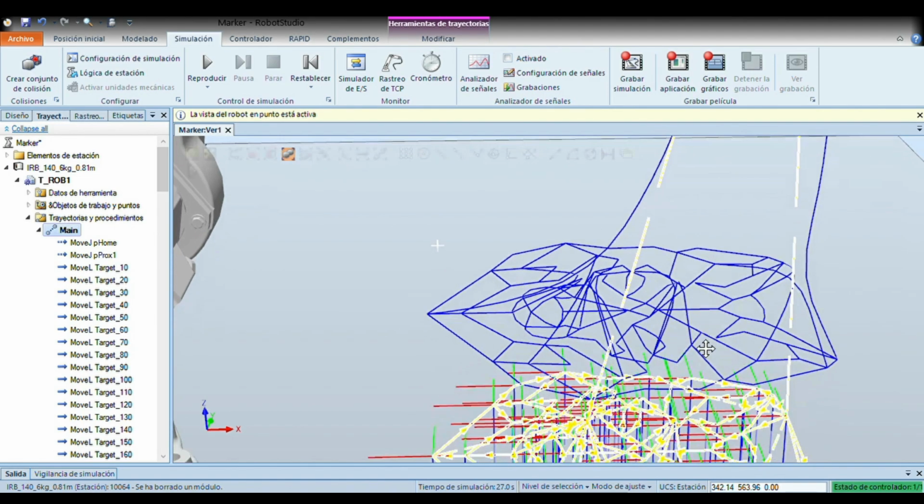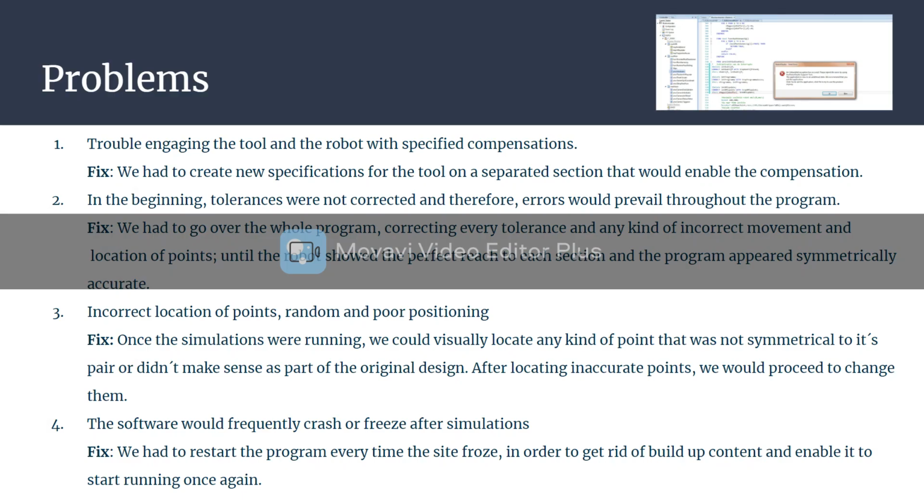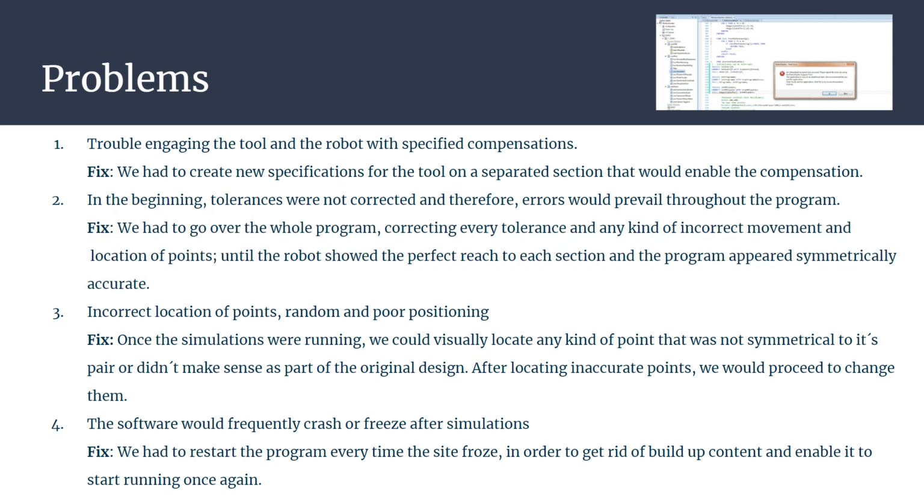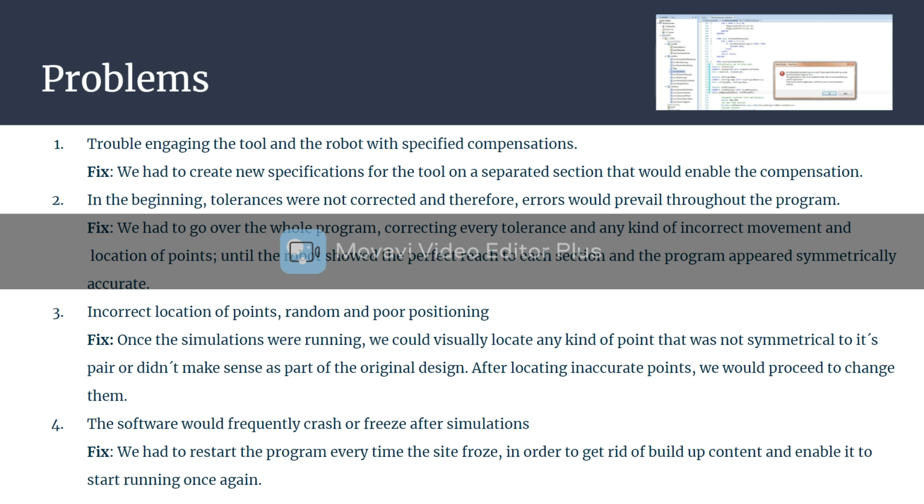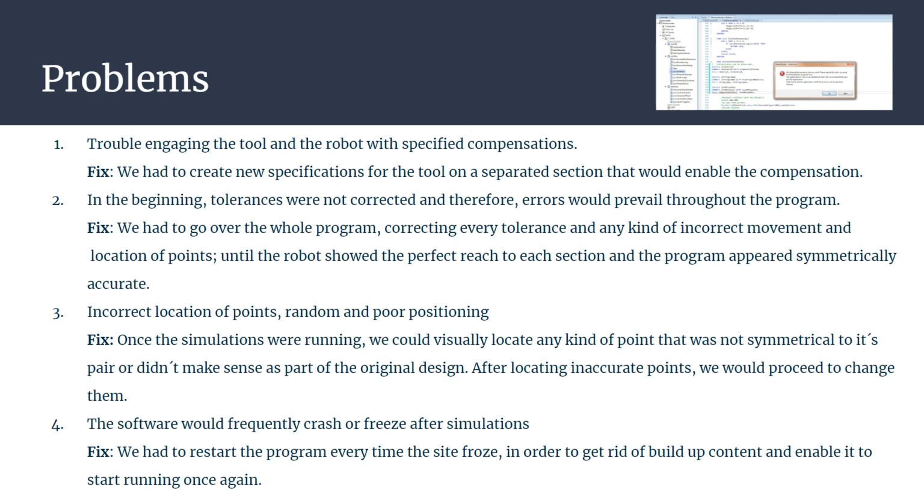In this case, we had to go over the whole program, correcting every tolerance and any kind of incorrect movement or location of points, until the robot showed the perfect reach to each section and the program appeared symmetrically accurate. We also had to deal with the incorrect location of points and random axis positioning. Nevertheless, once the simulations were running, we could visually locate any point that was not symmetrical to its opposing pair or didn't make sense as part of the original design. After locating inaccurate points, we proceeded to change them and fix this problem.